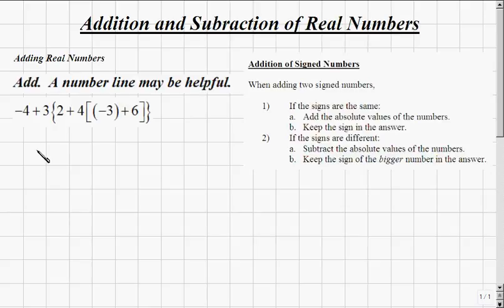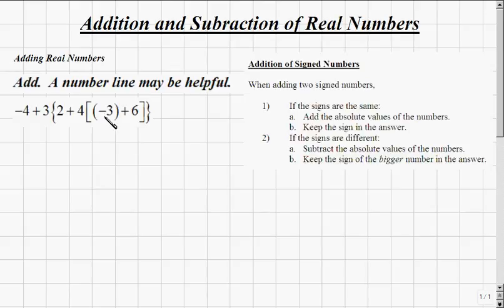Let's simplify the expression negative 4 plus 3 times 2 plus 4 times negative 3 plus 6. We'll use order of operations by working within the innermost parentheses, brackets, or braces first, as well as using our signed number properties on our right to find the final answer.